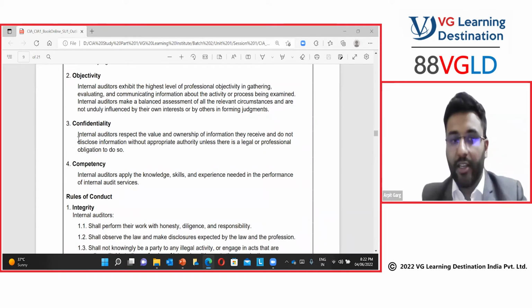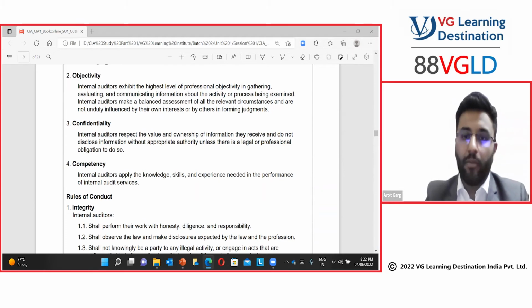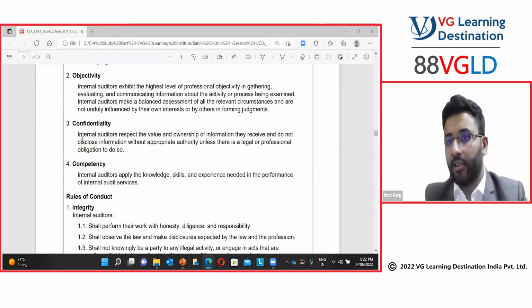It covers confidentiality now. So we all understand confidentiality. Normally, as part of any onboarding exercise that we see, we'll have a non-disclosure agreement in place. The whole idea is that people are not able to use the information that they're obtaining in their professional journey or professional career. They're not using it for their personal gain. So confidentiality is all about that. It says internal auditors respect the value and ownership of information they receive and do not disclose information without appropriate authority unless there is a legal or professional obligation to do so.